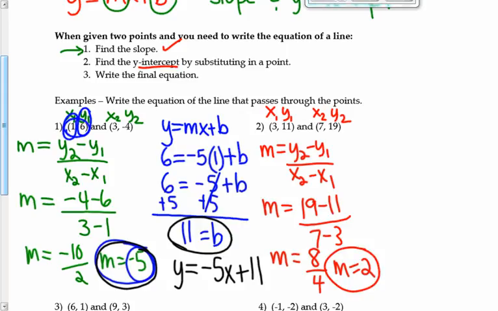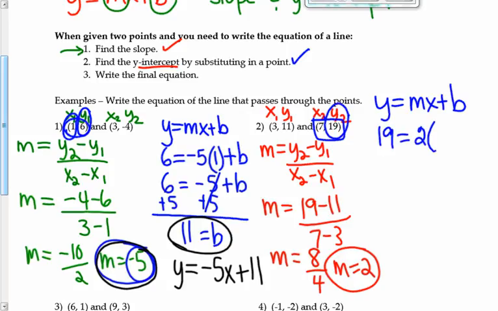So once I found the slope, then we are going to find the y-intercept by substituting in a point. Last time I used the point 1, 6, which is the first point. This time I'm going to use the point 7, 19, just to show you that it really doesn't matter which point you choose. So I'm going to, again, write down my function form, my equation of my line, y equals mx plus b, and I'm going to substitute in. This time I'm going to use my y, which is 19, and my slope of 2, and then my x of 7.